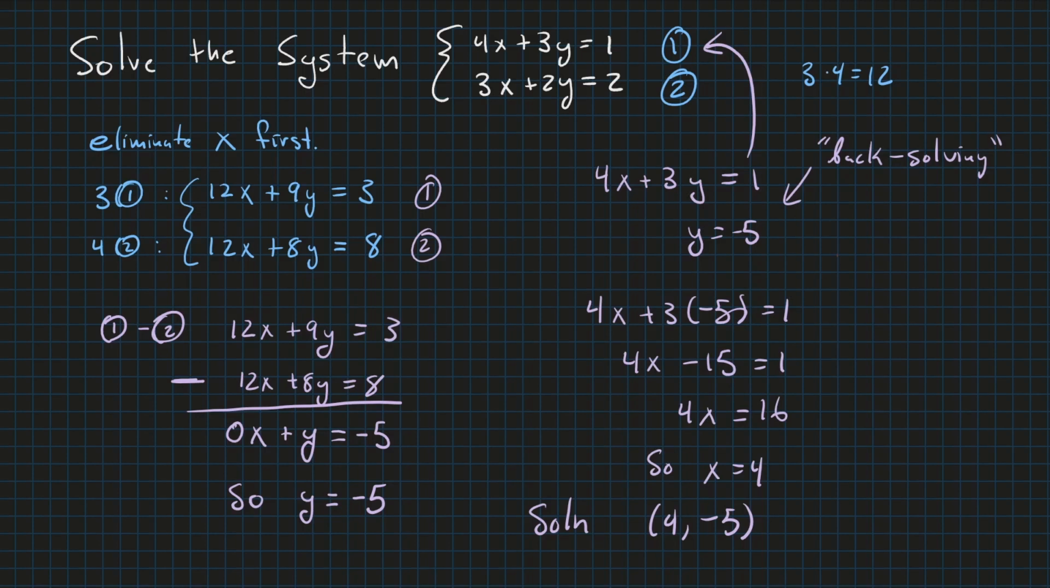Lastly, you should get in the habit of checking your answer. In this case, 4 times 4 minus 3 times minus 5 is in fact 1, because that's 16 minus 15, which is 1. So that one works. And then in the second equation, we get 3 times 4 plus 2 times minus 5, which is 12 minus 10, so that is a 2. So that works. So this is, in fact, our solution.